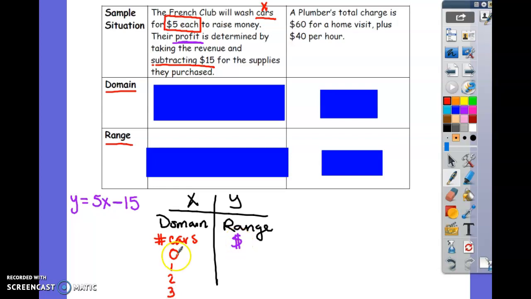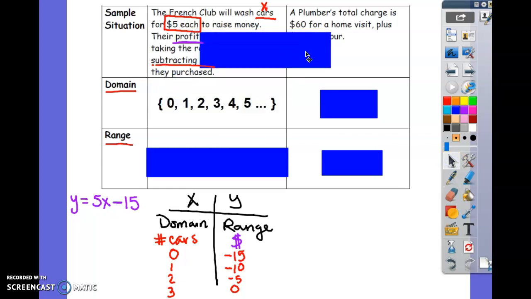What is my range? At 0 cars, how much money do I have? Negative 15. And then 1 car, now I have negative 10, negative 5, $0, right? Because I paid off my debt, and then it continues. So my domain, write this down, starts with 0, 1, 2, 3, 4, 5, and it continues. I can wash as many cars as I want. That's my domain.